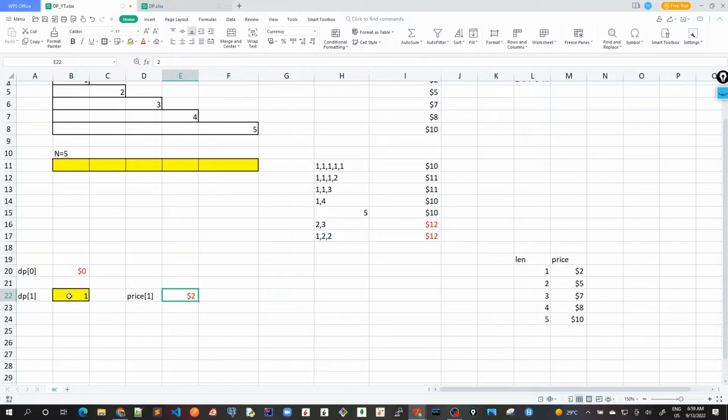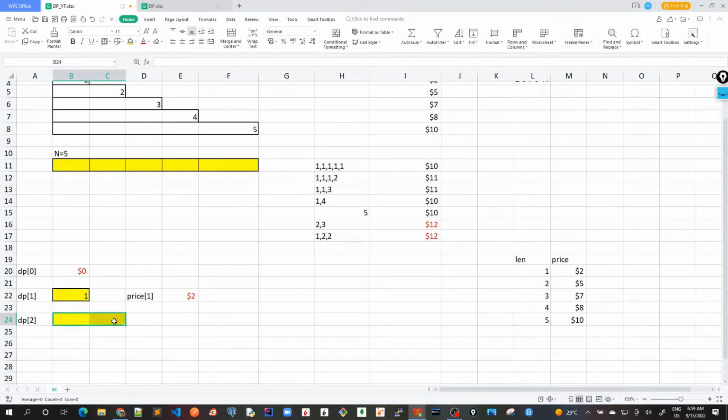So this is the DP, the maximum profit when the rod given is length 1, and we get the profit as $2. Now let's check for DP2. The rod given is of length 2. Mark it as this.